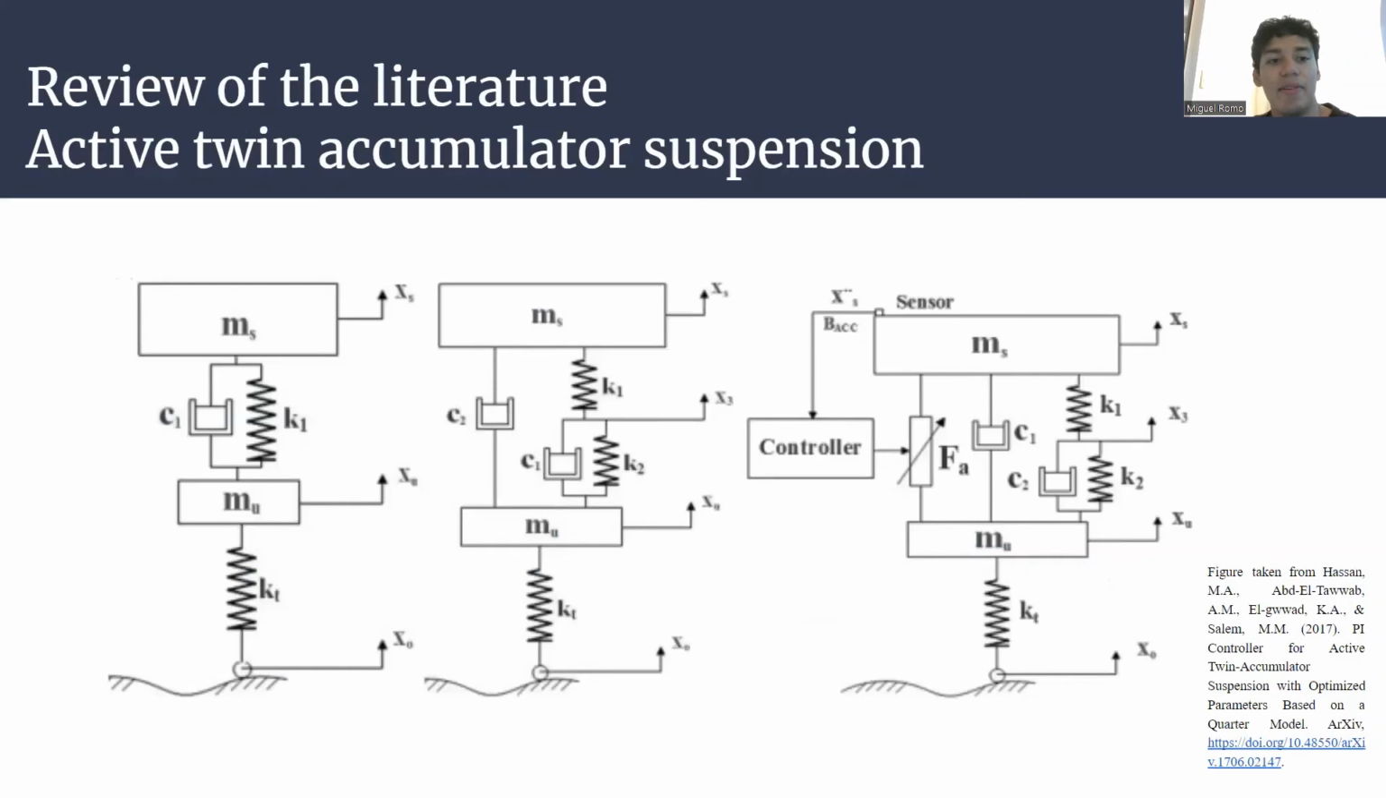Now I'll review literature on solutions for this suspension. We found this active twin accumulator suspension. This has a system similar to the normal suspension, but the spring is connected to a damper and another spring, as we can see here. And there's also the passive suspension and the active suspension. The active is the same, only that it has an actuator like the normal suspension.